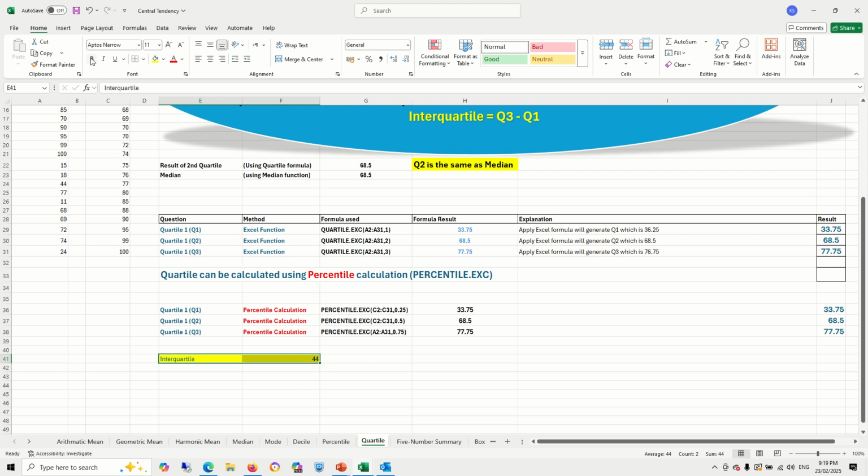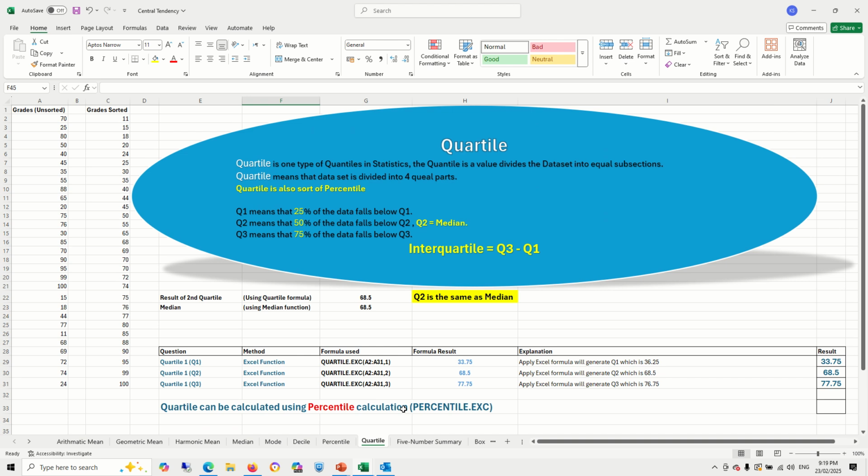So as you see, when you look at this interquartile, you will get to know that 50% of the data set is indicated by this interquartile. If you look at Q3 and Q1, Q1 means that 25% of the data falls below quartile 1, and 75% falls below Q3. So the distance between Q1 and Q3 is called the interquartile.